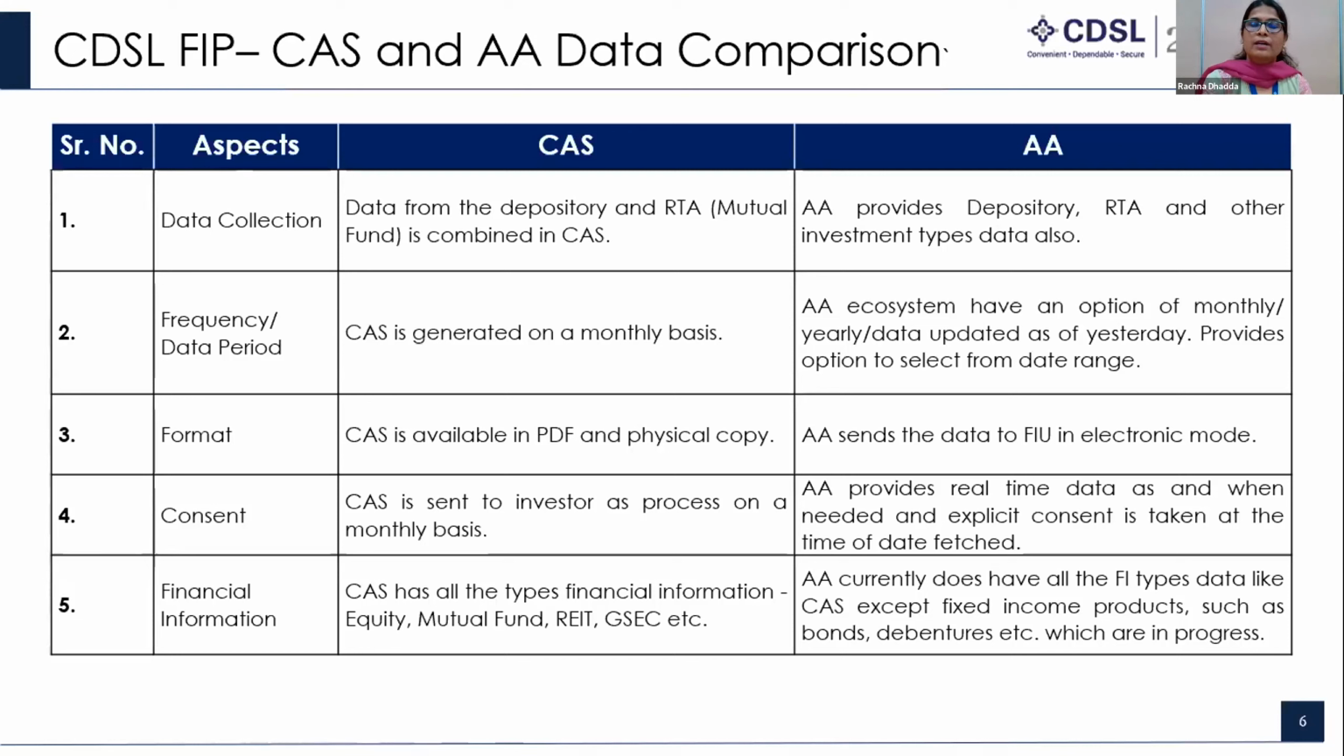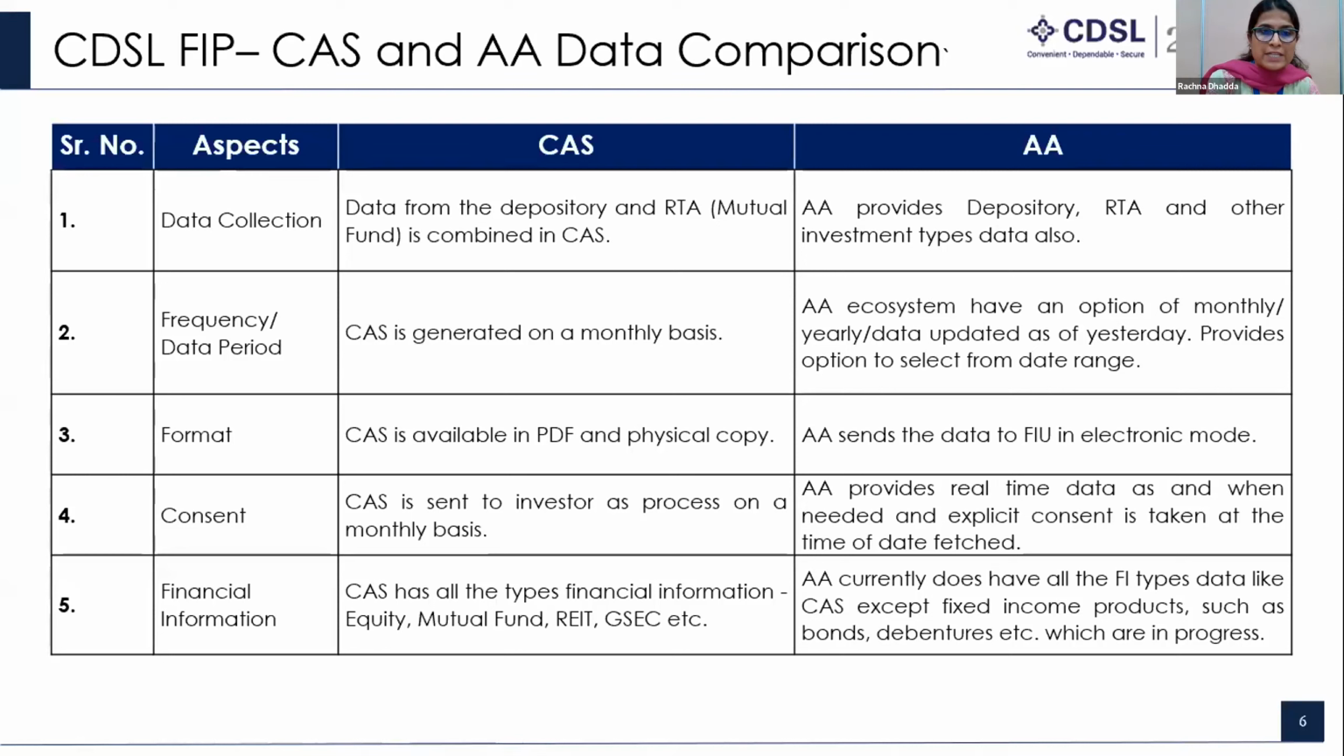Frequency and period. CAS is generated on a monthly basis, and the AA ecosystem has an option of monthly, yearly, and even data updated as of yesterday. It also provides an option to select the date range. Format: CAS is available in PDF and physical copy, whereas AA sends the data to the FIU in an electronic mode. Consent: CAS is sent to the investor as a process on a monthly basis, whereas AA provides real-time data as and when needed, and explicit consent is taken at the time of data fetch.